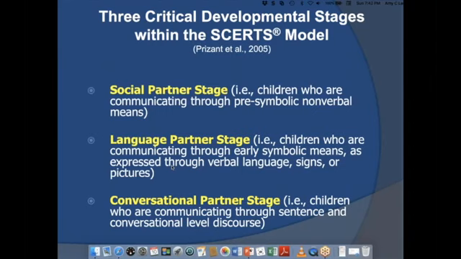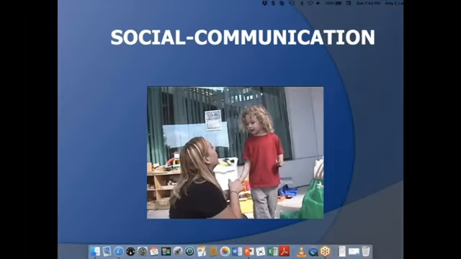So our social partners are non-symbolic communicators, but they're initiating in maybe unique and idiosyncratic ways. Our language partners are the kids who have early symbolic development, and our conversational partners are individuals who are able to put words together to create things.